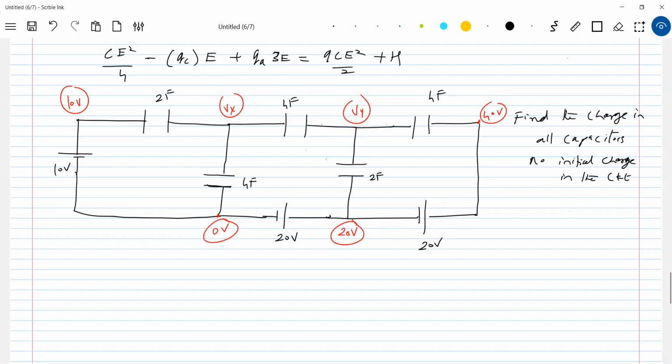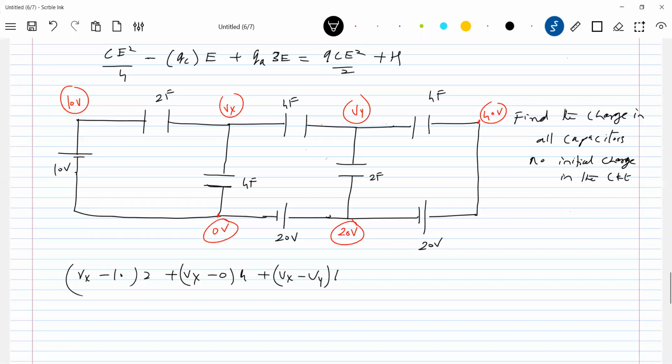So then writing the equation, Vx minus 10 into 2, Vx minus 0 into 4. Now look at this, charge at x. So solving this, 2Vx, 4Vx, 4Vx, 10Vx minus 4Vy minus 20 equal to 0. This is the one equation.